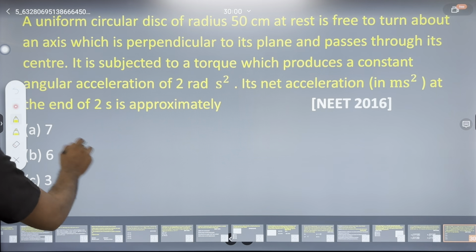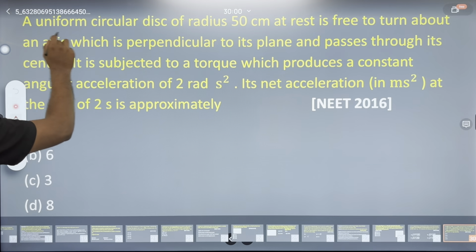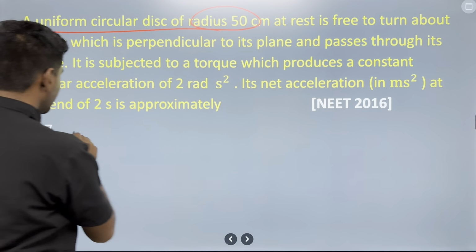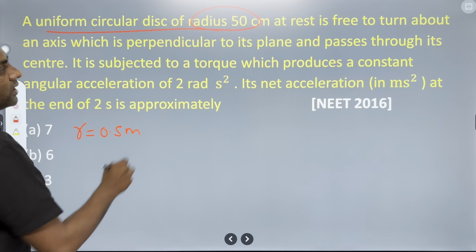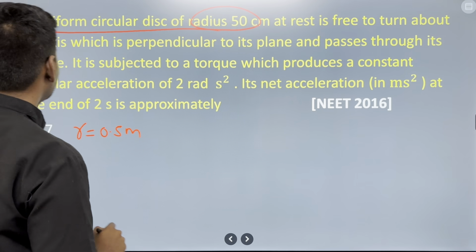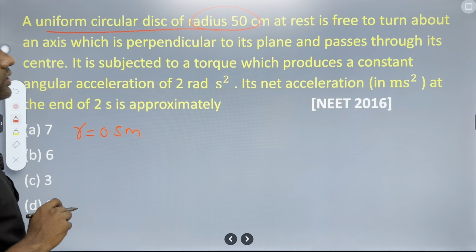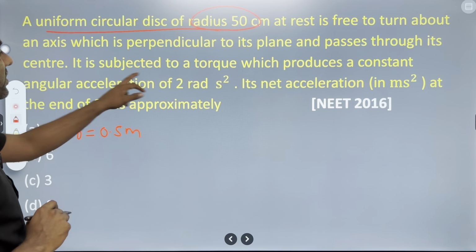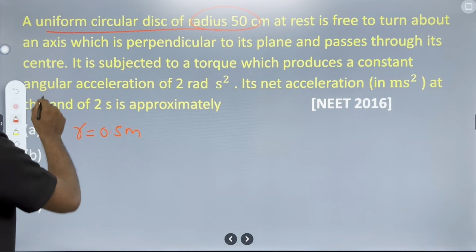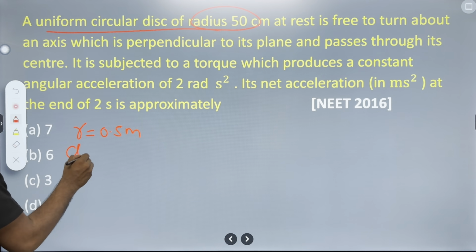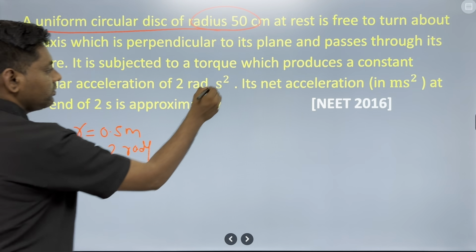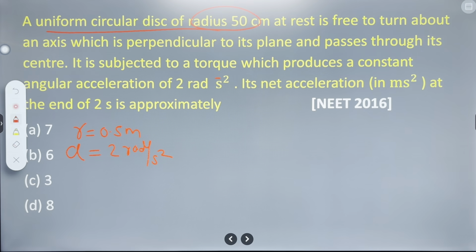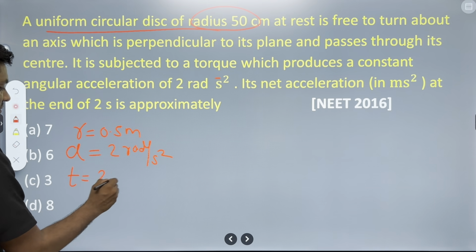So next example, again very easy. A uniform circular disc, radius is given, that is radius equal to 50 centimeter, मतलब 0.5 meter, free to turn about an axis which is perpendicular to its plane passing through its center. It is subjected to a torque which produces a constant angular acceleration. So angular acceleration is given, that is 2 radian per second square. The net acceleration at the end of the two seconds is approximately, time is given, that is 2 second पे कितना रहेगा.